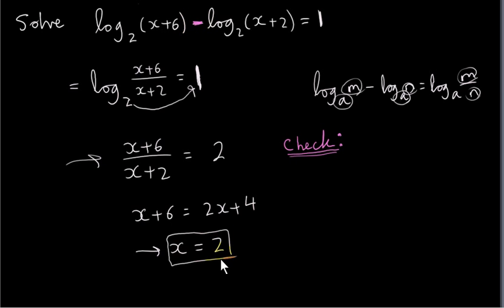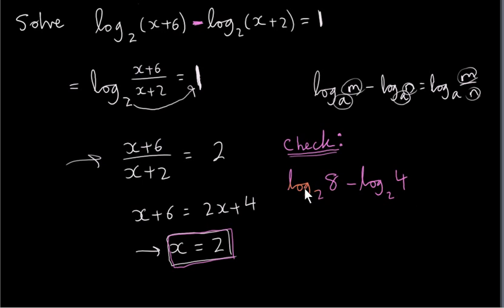Let's just check this value that we got. So we plug it in here. So we get log to the base 2 of x, which is 2. 2 plus 6 is 8. Minus log to the base 2 of 2 plus 2, which is 4. So I just plugged 2 in for x. And hopefully this will work out to 1.